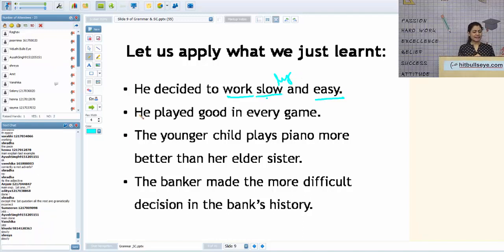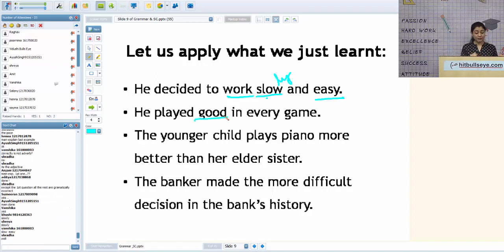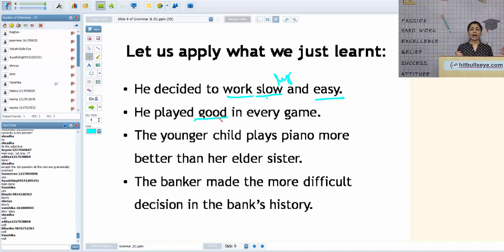Again, even though the second sentence might sound correct to you, there's a tiny error here. Again, the error of adverb versus adjective. He played well, because we are trying to tell the quality of played. Played is a verb and well is an adverb, whereas good is an adjective.